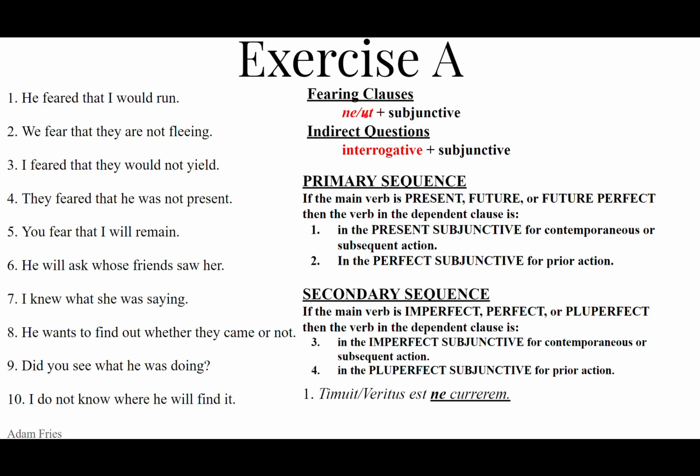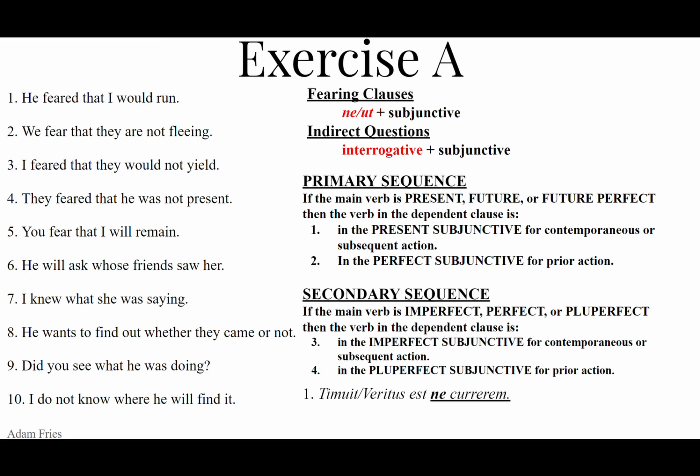This is the negative. We want ut. And then present: adsum, adesse, adfui, adfuturus. We want the imperfect subjunctive because they feared, secondary sequence in the past, that he was not, at the same time they were scared, he was not present. So we want the imperfect subjunctive: adesset. Timuerunt ut adesset. Veriti sunt ut adesset.